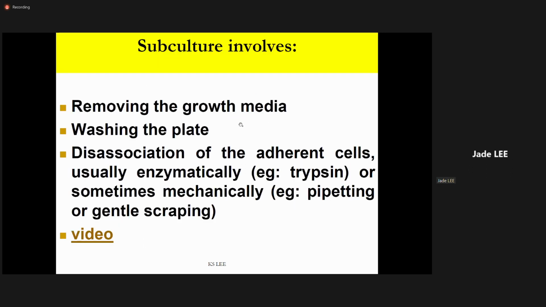So what does subculture involve? First, you remove the growth media, and then you wash the plates with PBS, phosphate-buffered saline, and then you dissociate the adhesion cells by using an enzyme. Usually the enzyme is trypsin. Or sometimes you may use mechanical methods, like pipetting or gentle scraping. Usually pipetting is for suspension culture, but trypsin usually is for adhesion culture.